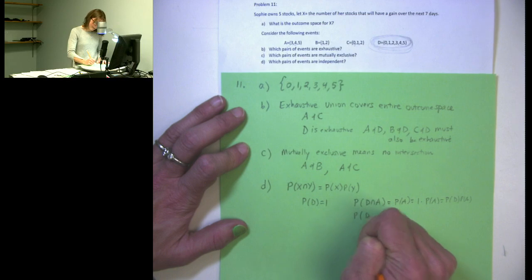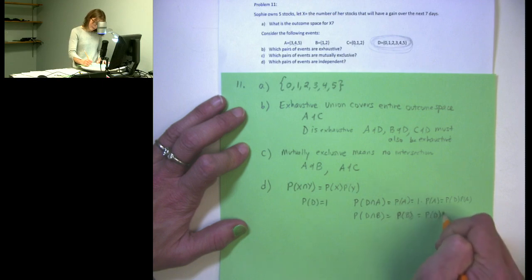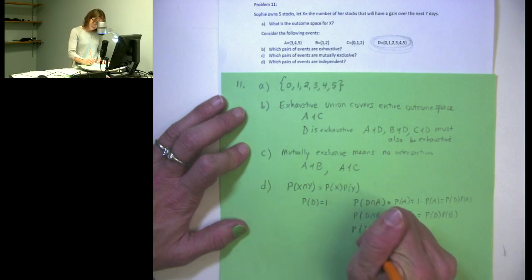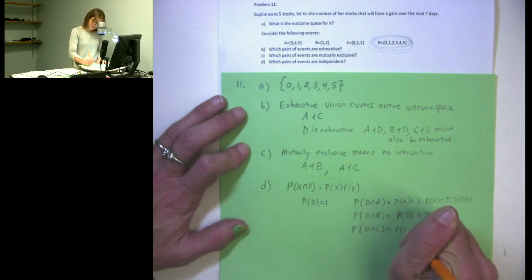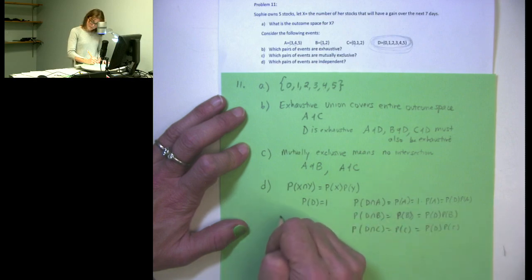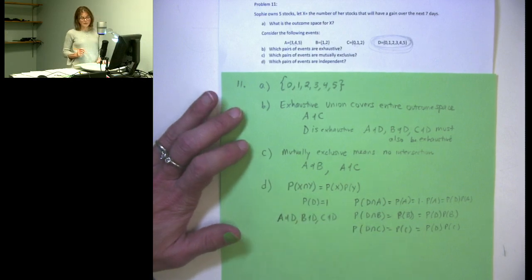The probability of D intersect B is the probability of B. So again, B and D are independent. The probability of D and C is the probability of C. So it's the probability of D times the probability of C. So A and D, B and D, C and D, those are all independent.